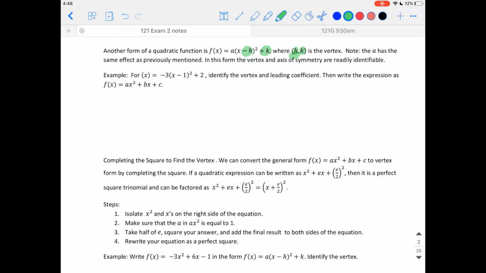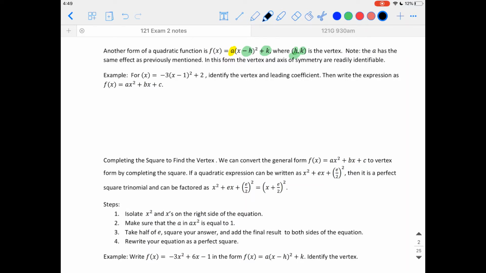So note the a has the same effect as previously mentioned. On the previous page, if this a is positive, we're going to have an upward parabola. If it's negative, we're going to have a downward one. In this form, the vertex and the axis of symmetry are readily identifiable. So that's the pro about this one.